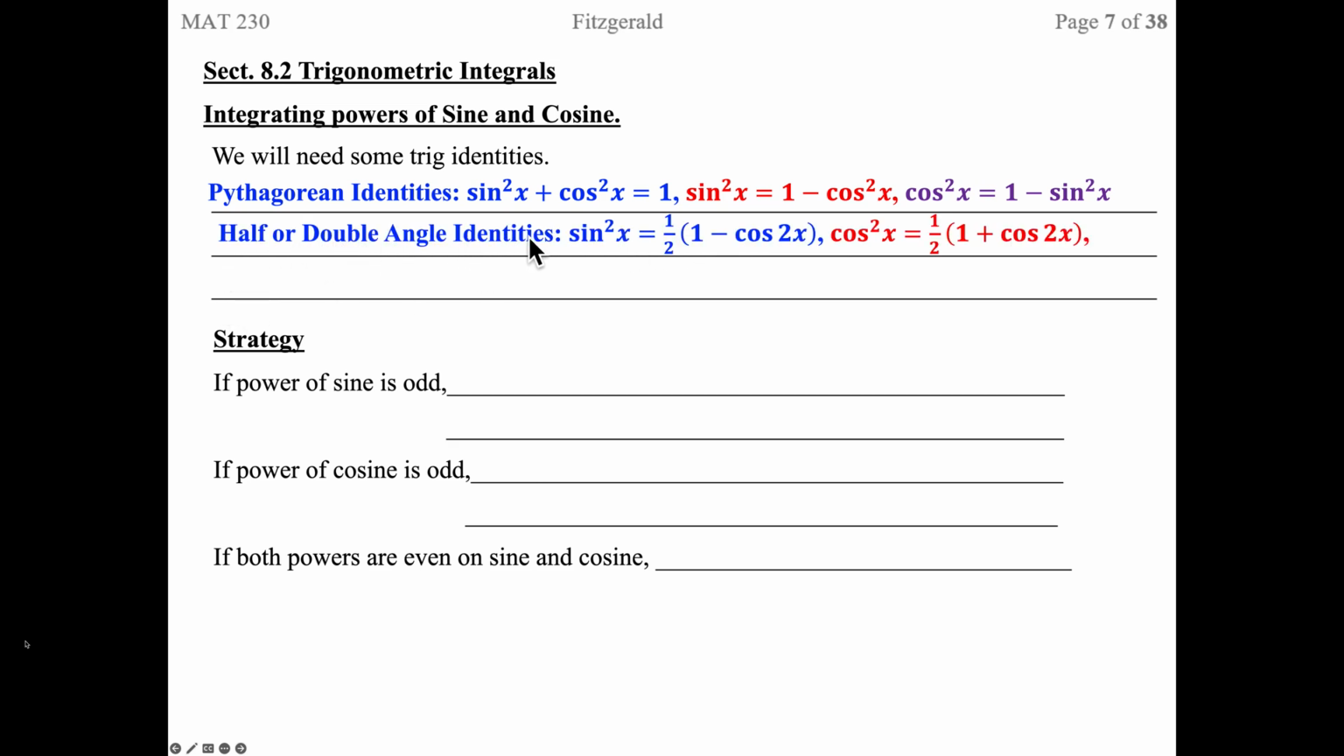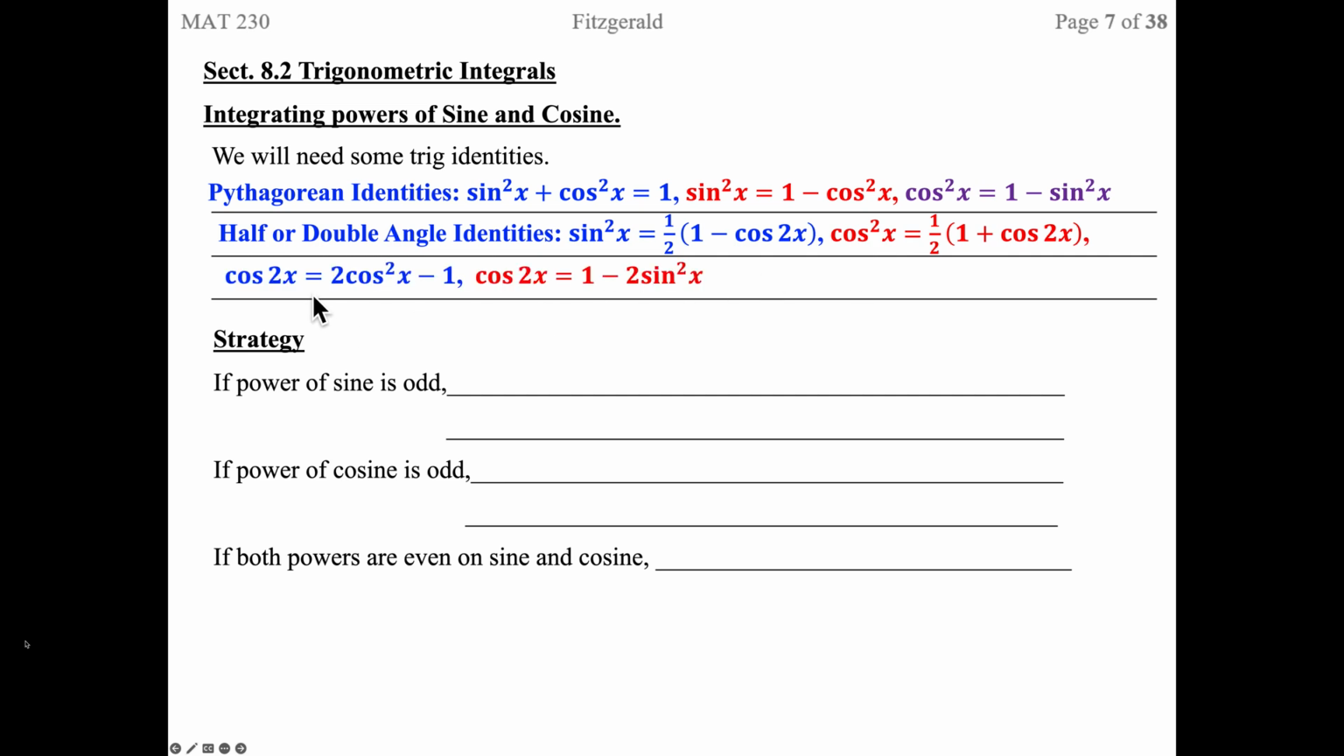Half or double angle identities: you can't integrate sine squared of x, so we have an identity that converts it back into a cosine of 2x. So there is no power. Same thing with cosine squared x. It's 1 half times 1 plus cosine of 2x. So sine is with the minus, cosine is with the plus.